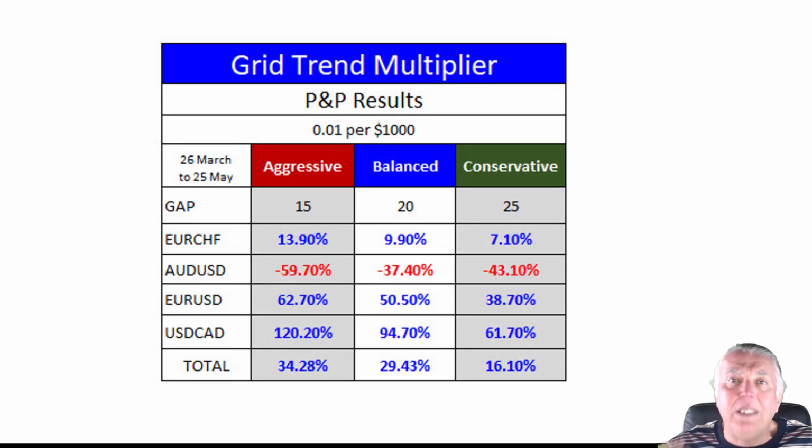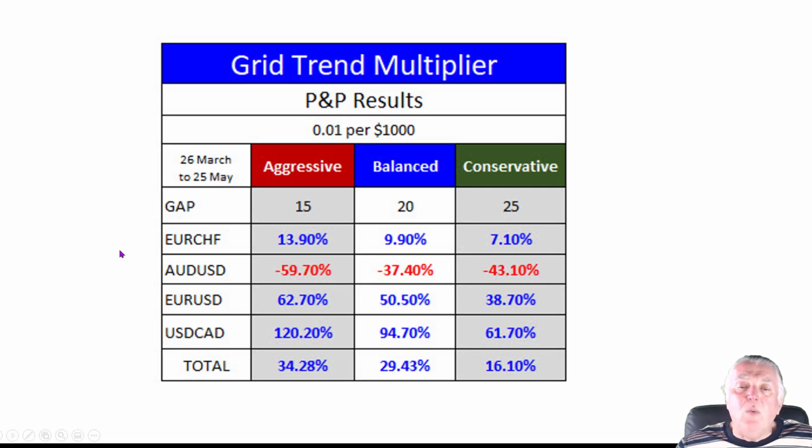But to cut a long story short, here are the results after 2 months of trading our plug and play settings. These are the results that were achieved. So on the euro franc, for instance, if you had traded the aggressive method, you would have made 13.9%, the balanced 9.9%, and the conservative 7.1%. However, if you had used the plug and play settings on the Oz, you would have made considerable losses, almost 60% loss, almost 40% loss, and a 43% loss in that particular case.